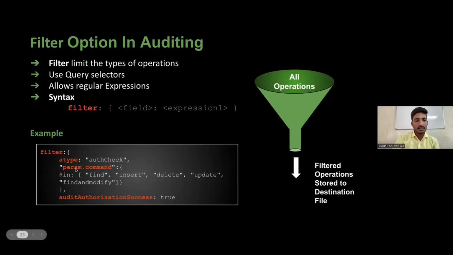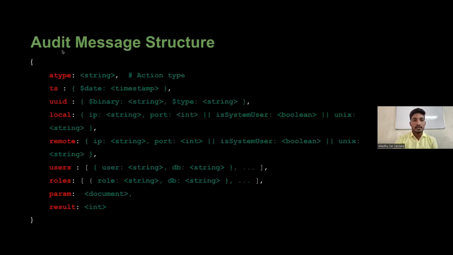This is the simple filter command to collect the CRUD operations. When you are giving the CRUD operation, then you need to provide the audit authorization success true message in the config file. This is the audit message structure. This is in JSON format.